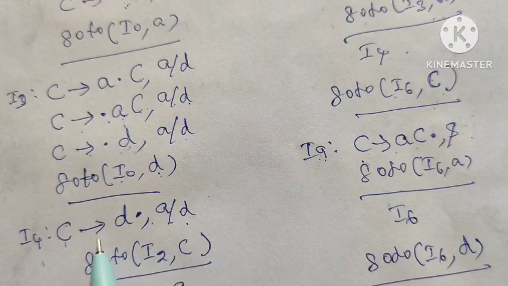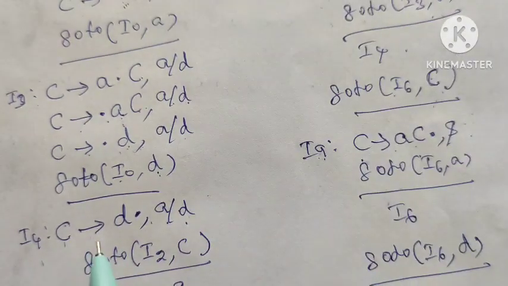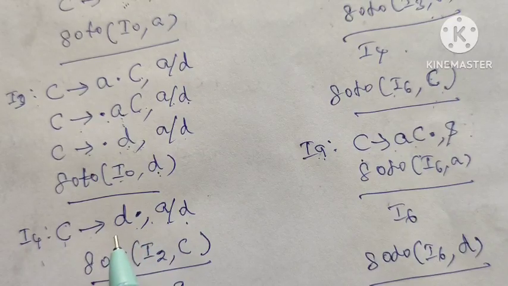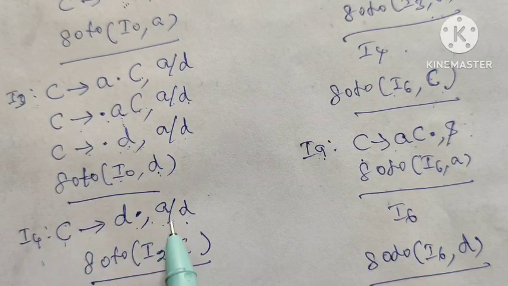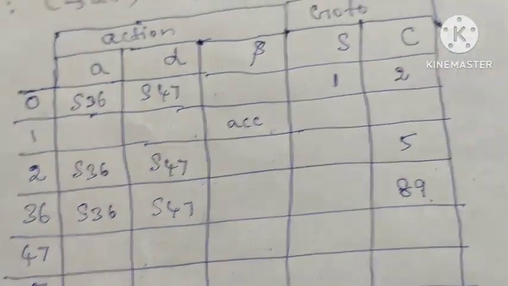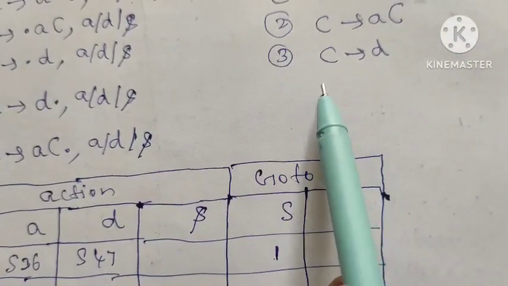But what is the original production for this? C tends to D is actually production number 3, isn't it? C tends to D dot comes from C tends to D. That is the original production, production number 3. Now where it happens: in item set 4, the lookahead symbol is A bar D. So it is production number 3.